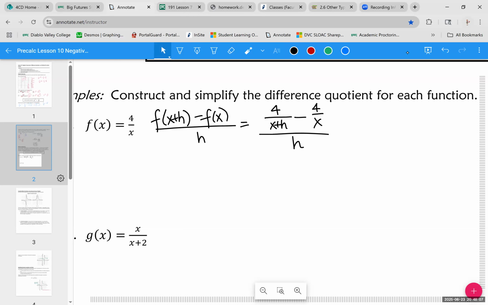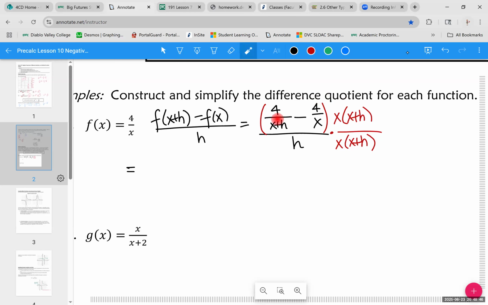This might look a little familiar to you, because when we did complex fractions, we had an example very similar to this. Do you remember how we simplified these? When there was an addition or subtraction inside the complex fraction, we started by finding the LCD and then multiplied the top and the bottom by that LCD. In this case, our LCD would be x times x plus h. So I'm going to multiply the top and the bottom by x times x plus h.